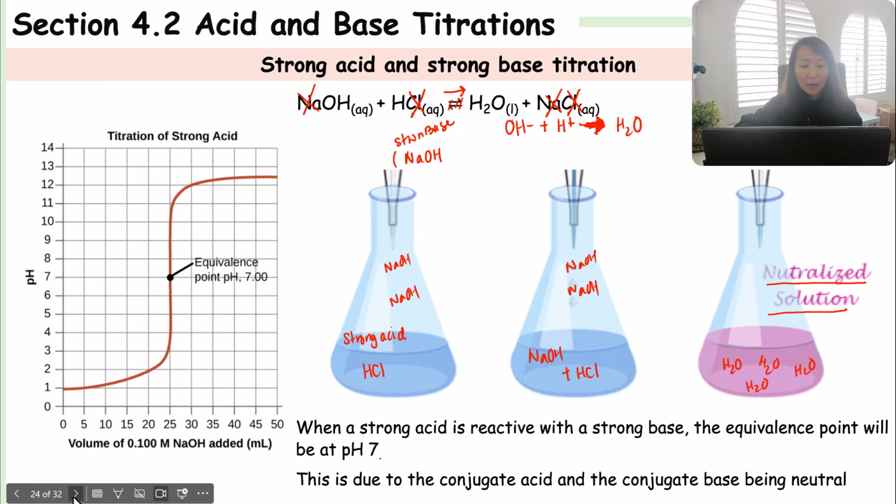So we can say that when a strong acid reacts with a strong base, the equivalence point is always going to be at a pH of 7. This is because the conjugate acid and conjugate base, the Na and the Cl, are neutral, so they don't participate in the reaction. Therefore, they don't contribute to the pH level changes.